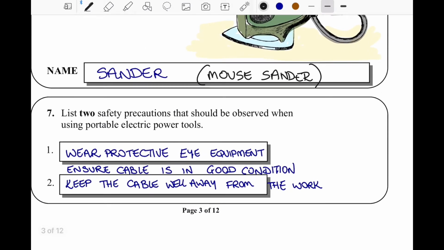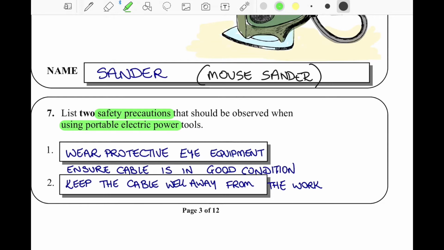List two safety precautions that should be observed when using portable electric power tools. Now, I want to draw your attention to the fact here that it's safety precautions. It's not a safety rule necessarily. Precautions and rules are similar but different. And this is about the using of a portable electric tool. So it's not just, oh, tell the teacher if something is broken, even though that is a safety rule. A precaution is a piece of advice, really.